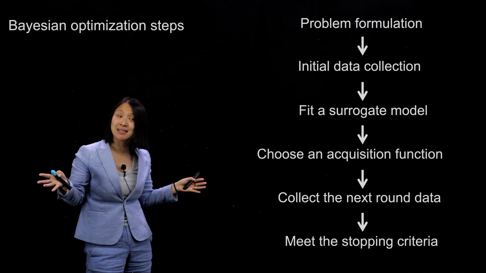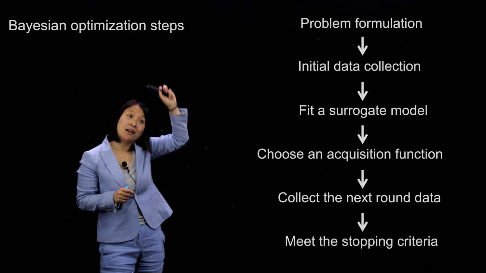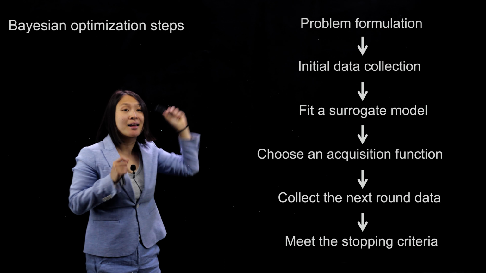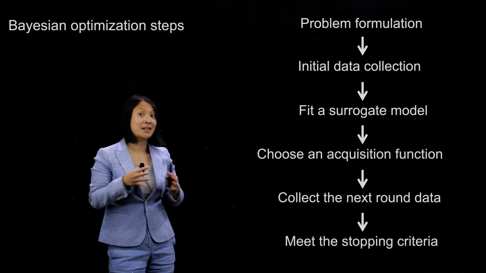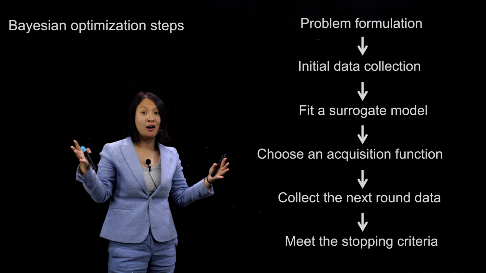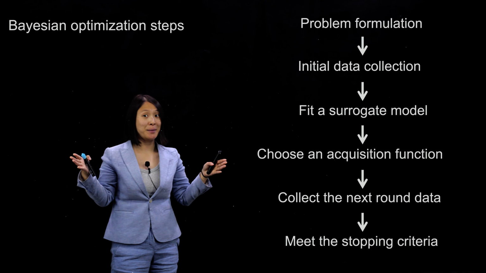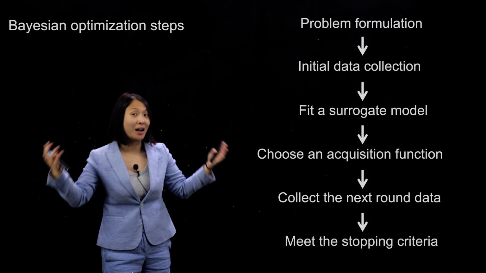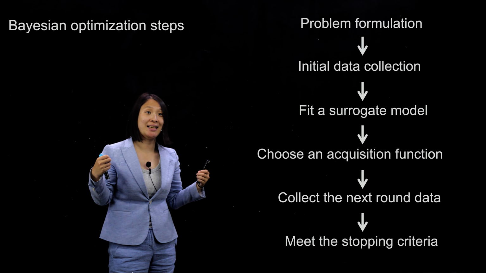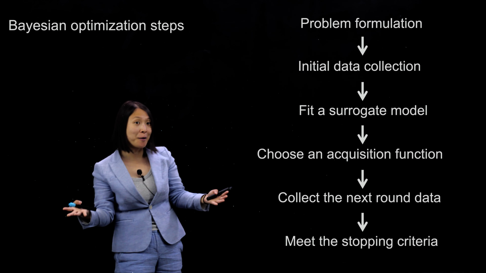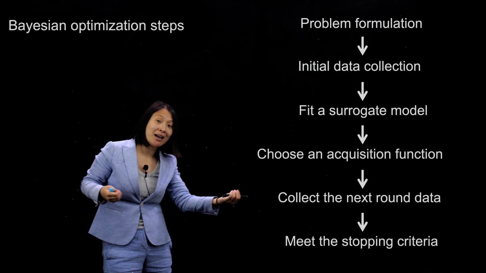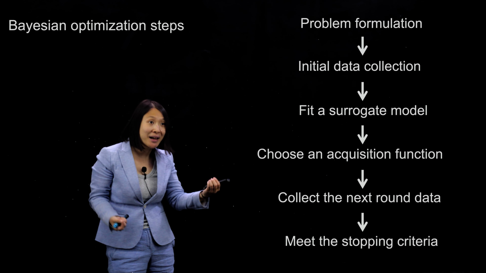If we quantify some of the steps we can go through to conduct Bayesian optimization, we often start with a problem formulation. That is where we define the objective function of our optimization task, what search space we are interested in, and what the input parameters and the feedback are, which is the output we are interested in measuring.